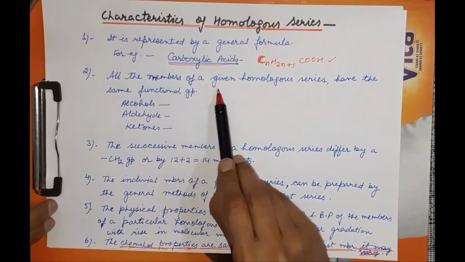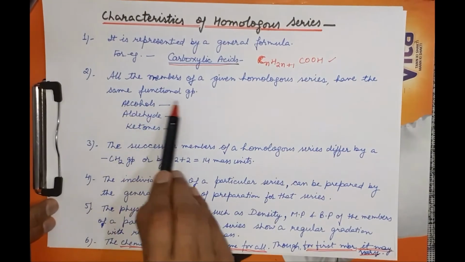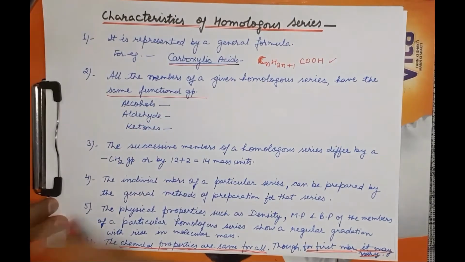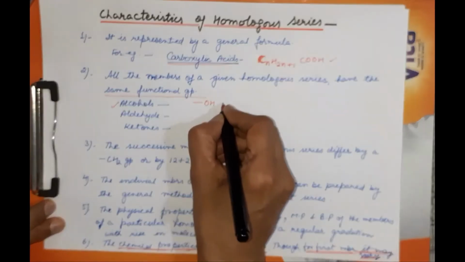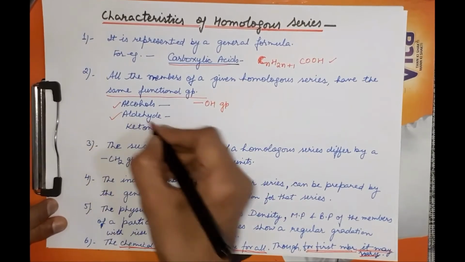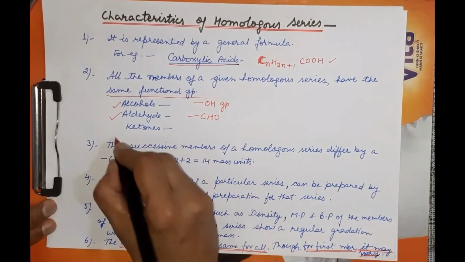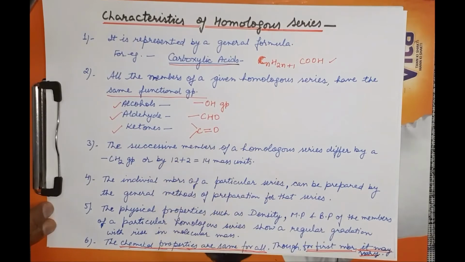Second, all the members of a given homologous series have the same functional group. In the case of alcohols, the functional group will be the OH group. In the case of aldehyde, it will be CHO. And in the case of ketone, it will be C double bond O.